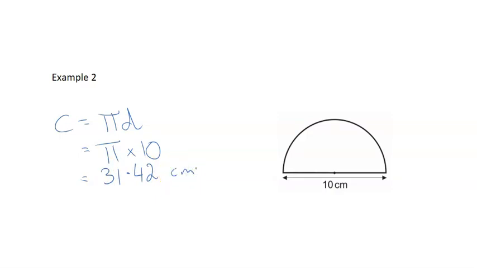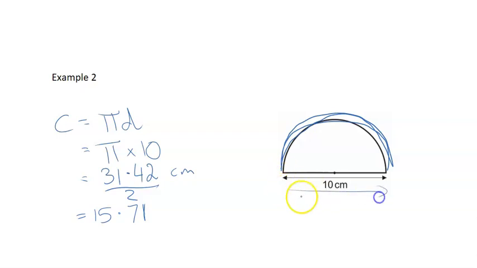Now, this is for an entire circle. Clearly, we only have a semicircle. So we need to then take that answer and divide it by 2 in order to get the answer for the semicircle. Once we get that answer, we also need to consider the fact that we have just worked out this part of the circumference. Because we want the perimeter of the whole shape, we also need to add on this last 10 centimeters across the middle there, or across the bottom of that shape. So we need to add those 10 centimeters on, and there we have our answer.